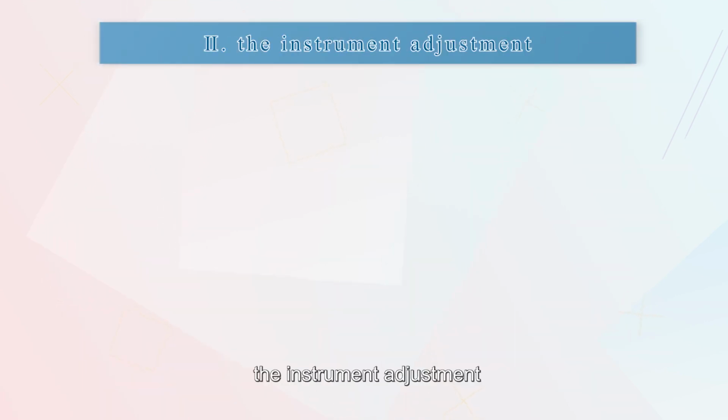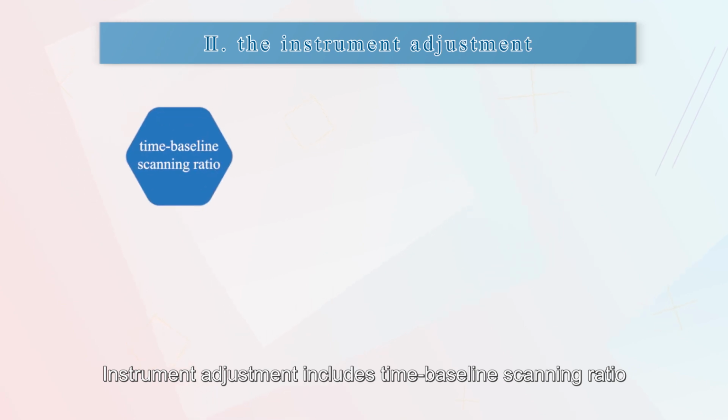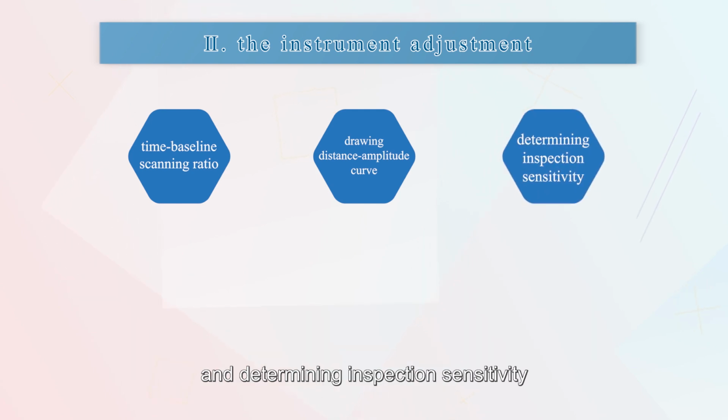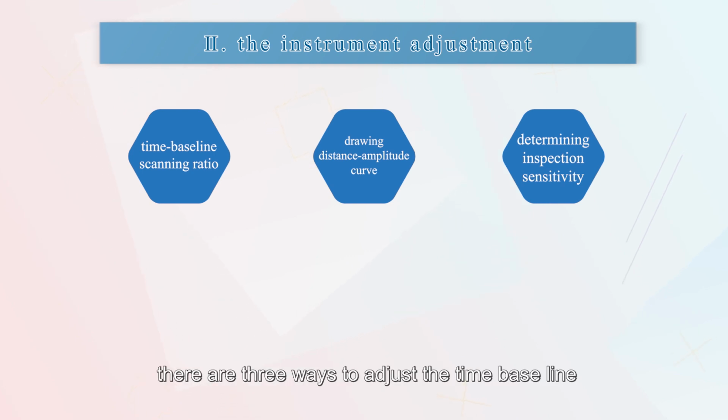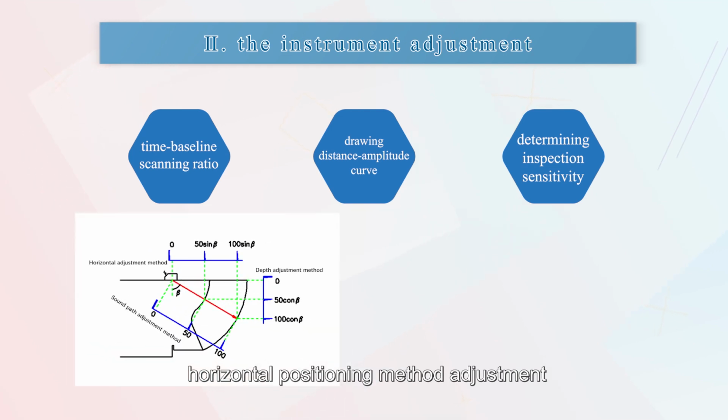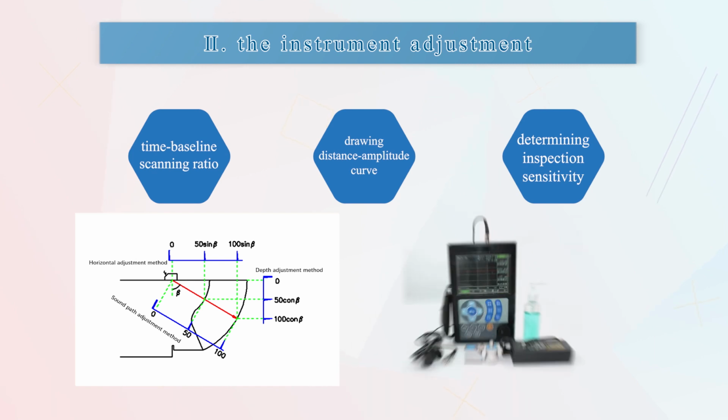Secondly, the instrument adjustment. Instrument adjustment includes time baseline scanning ratio, distance amplitude curve, and determining inspection sensitivity. In weld inspection, there are 3 ways to adjust the time baseline, which we have learned in the previous course, namely sound path adjustment, horizontal positioning method adjustment, and depth adjustment method.